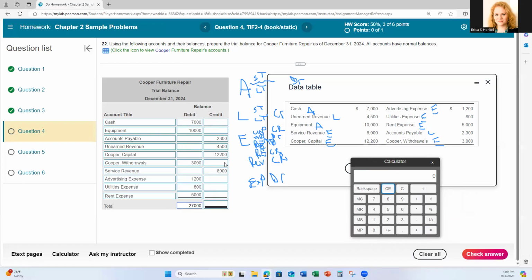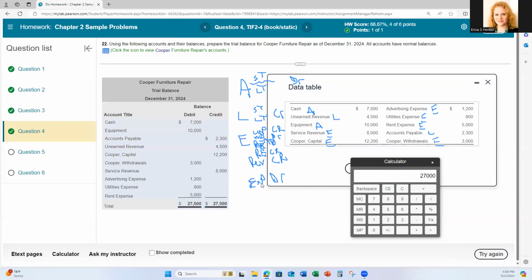My debits should equal my credits because this is a trial balance, which means it balances just like our accounting equation. All right, 27,000, looking good. So let's check our answers. All right, looks good. So that is problem 4.